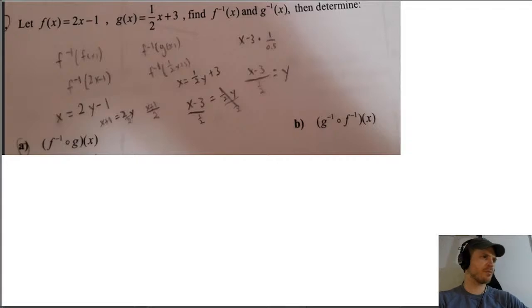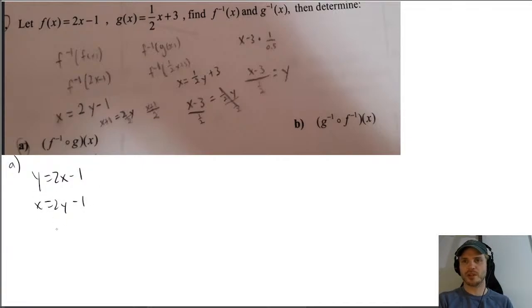Is this right? What am I trying to do here? Let f of x equal this mess. Okay, find the inverses and then do some compositions. Alright, so let's find the inverse. Let me actually show my work. y equals 2x minus 1, so this is f. Let's swap them. So x equals 2y minus 1, and then solve for y.